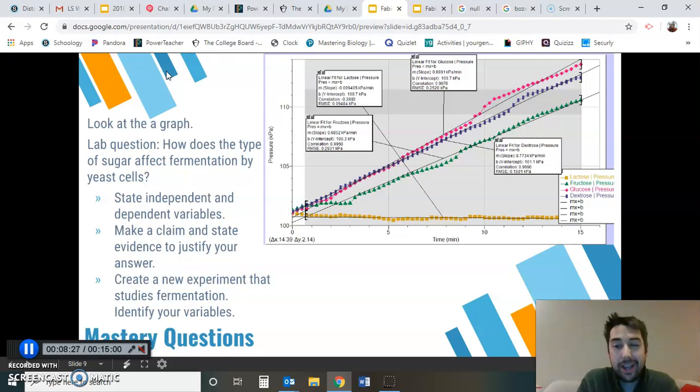So we can kind of see what our independent variable is here now, right? But if you were to change this, how else could you study fermentation? What thing could you manipulate? And that's your independent variable, right? So think about that. Try and create a new experiment. I'd love to hear what you come up with.